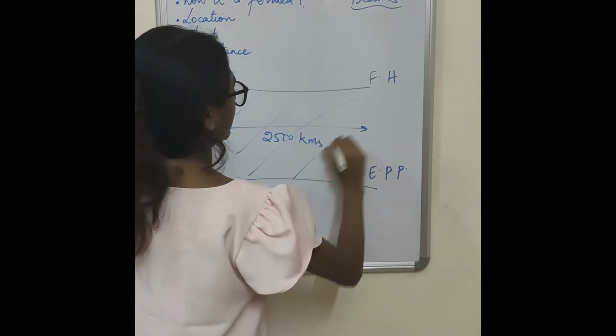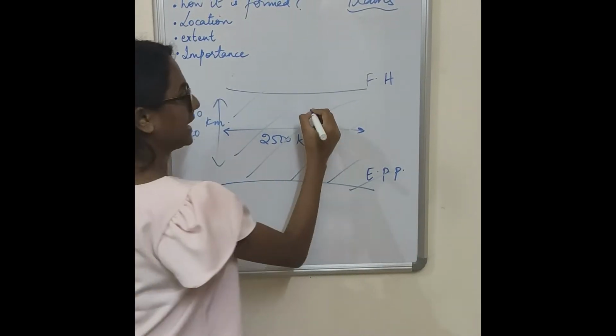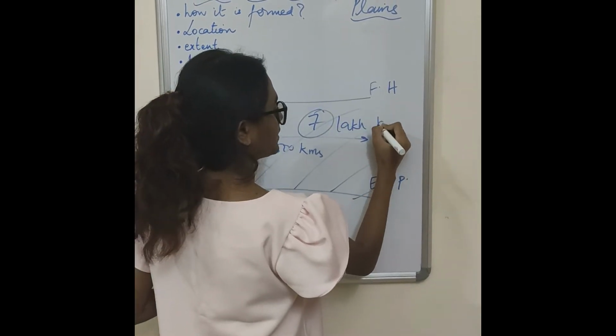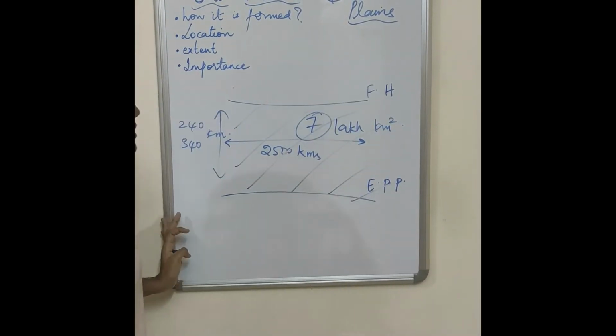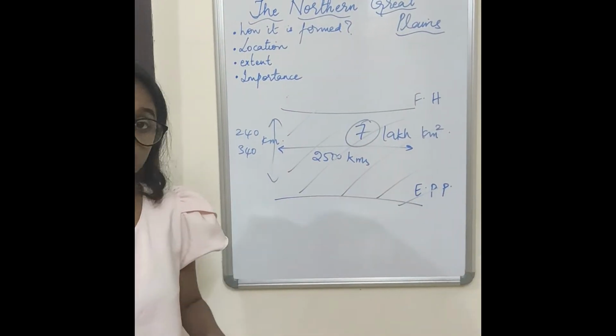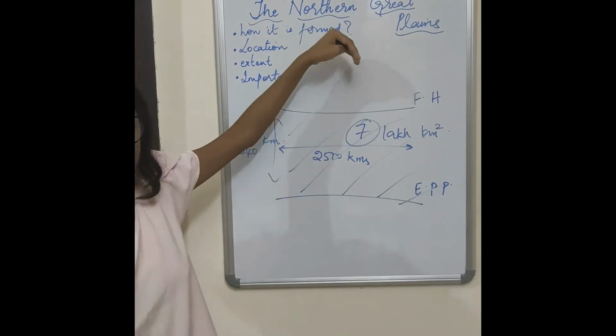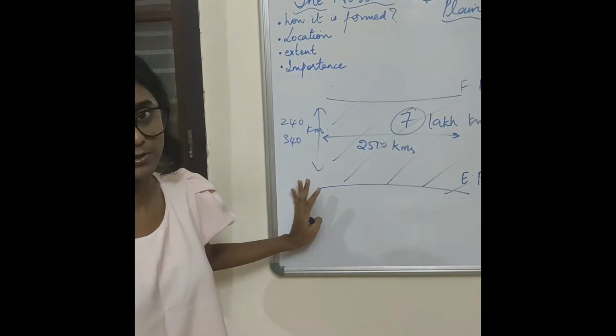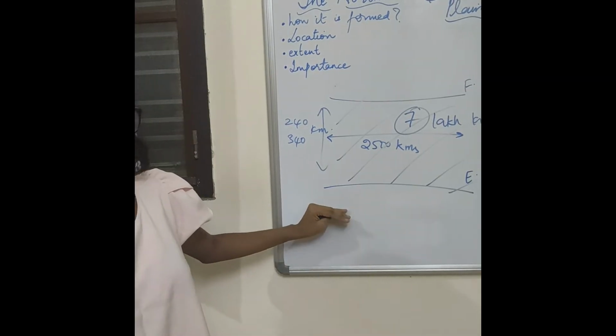And it covers a total area of 7 lakh square kilometers. Okay, so this makes it the largest alluvial soil tract in the world. So like I said, alluvium is brought down, right? So that becomes the alluvial soil in the Great Plains.